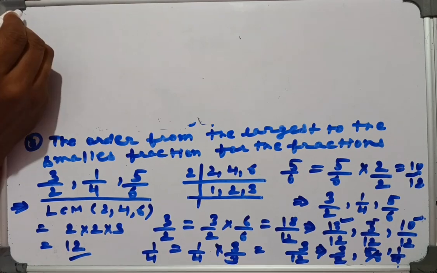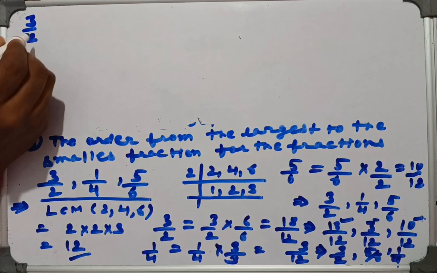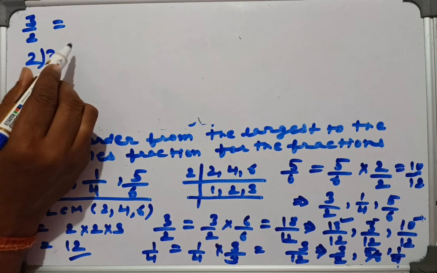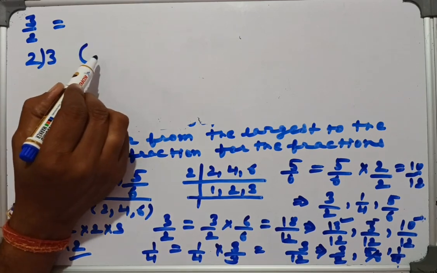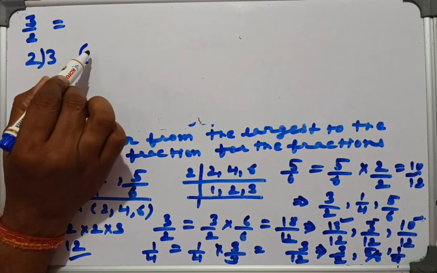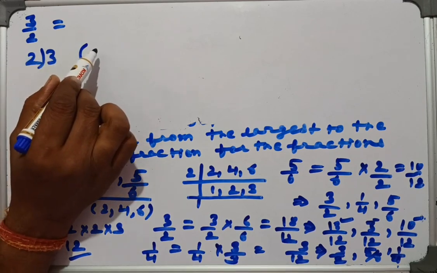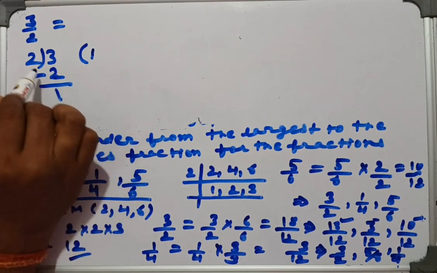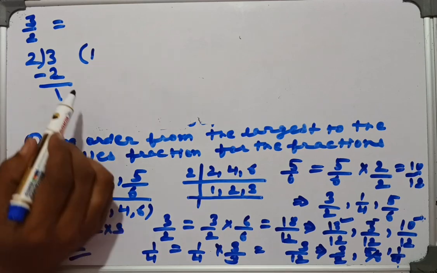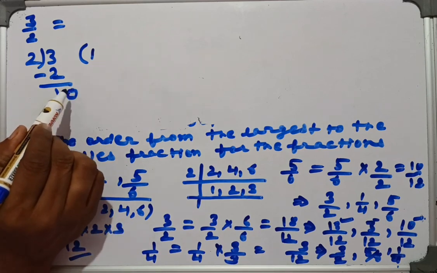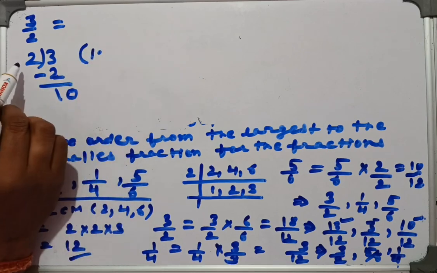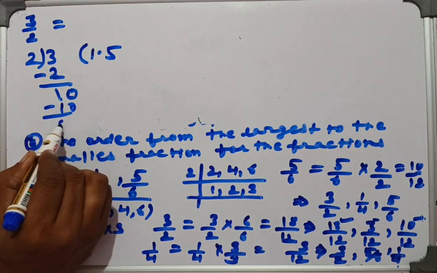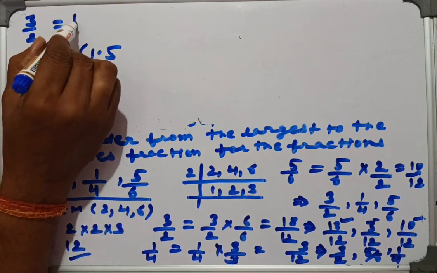See, we can write 3 by 2 equals what? First put 3 in the dividend and 2 in the divisor, then put a small bracket. 2 ones are 2, 3 minus 2 is 1. Now 1 is less than 2, so put 0 here and a dot in the quotient. Then 2 fives are 10. So the value of 3 by 2 is 1.5.